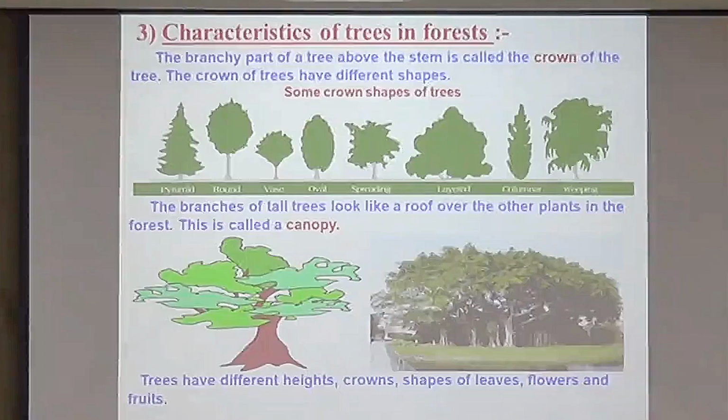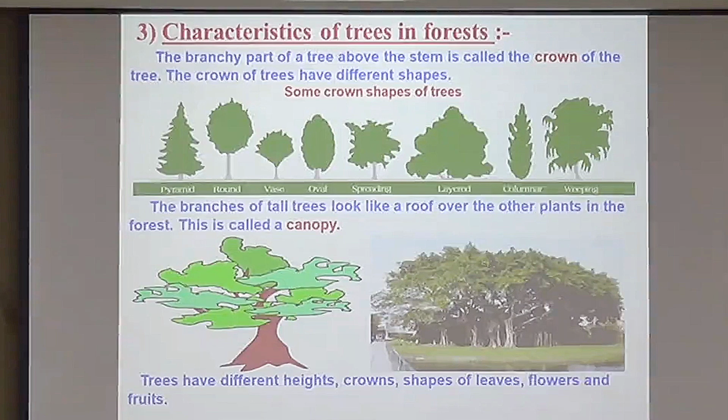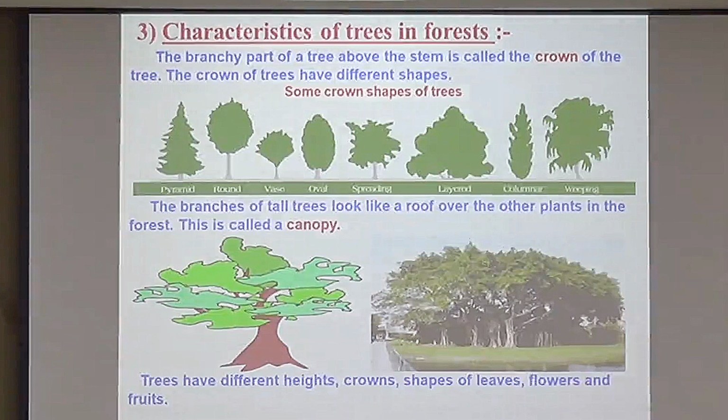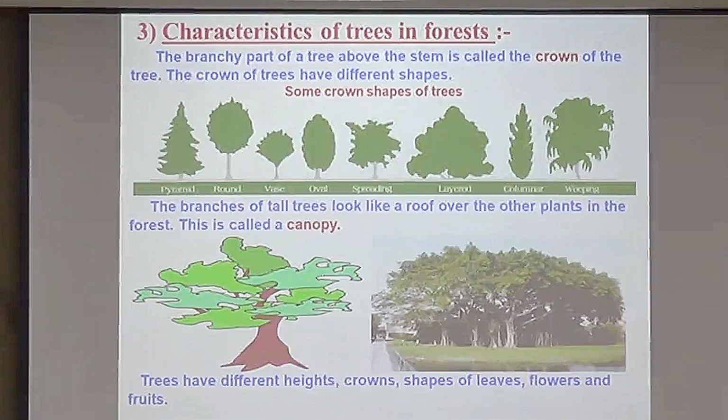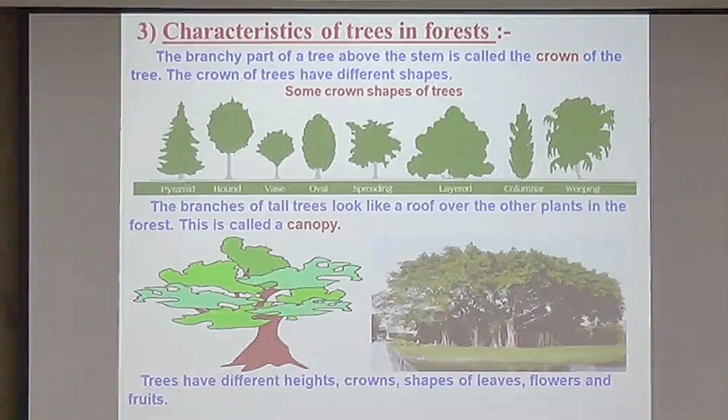And moving on, regarding the characteristics of the trees which are found in forest, we are going to study two new topics which we have not studied earlier. First is canopy and another is understory. Now what is canopy? Before proceeding to canopy, we need to understand what a crown is. When we see a particular tree, we see that the tree is comprised of a trunk as well as the green area, the leaves. Now the branchy part of the tree above the trunk is called the crown of the tree.